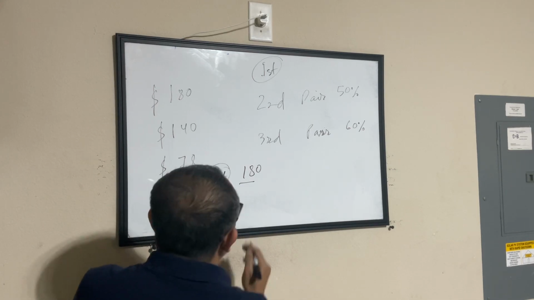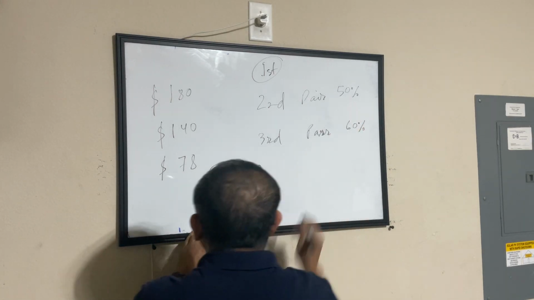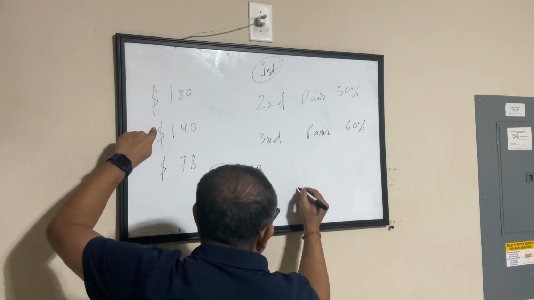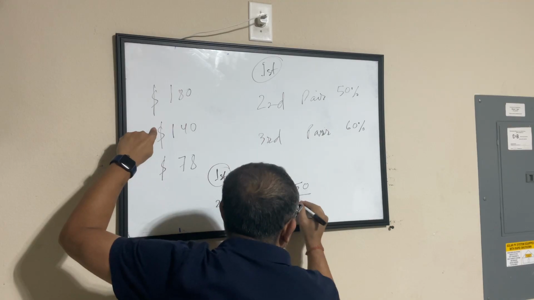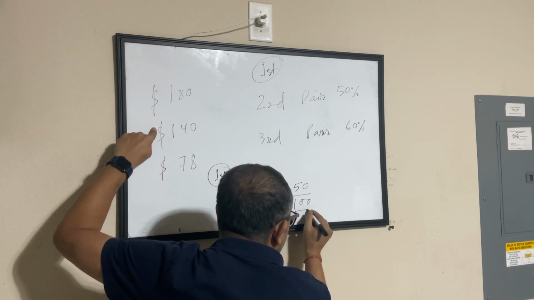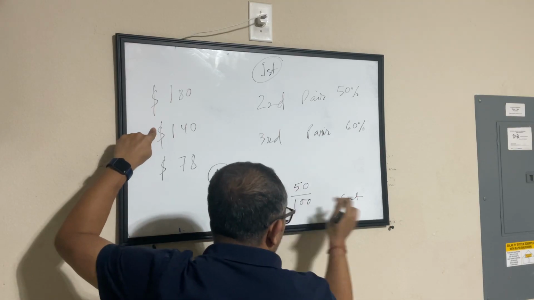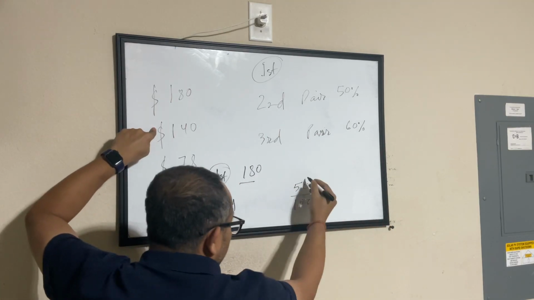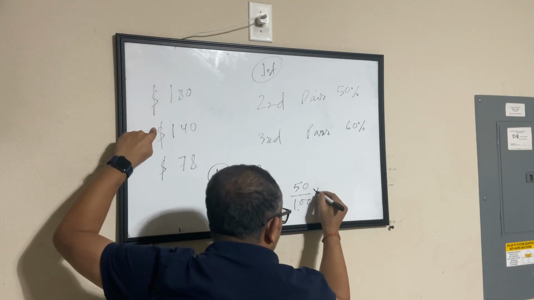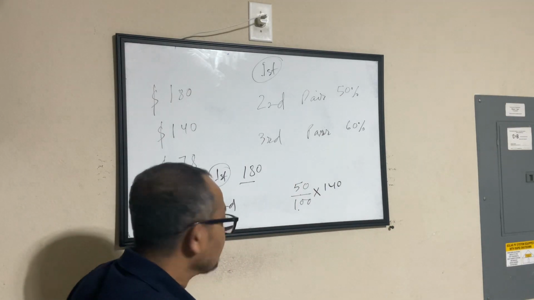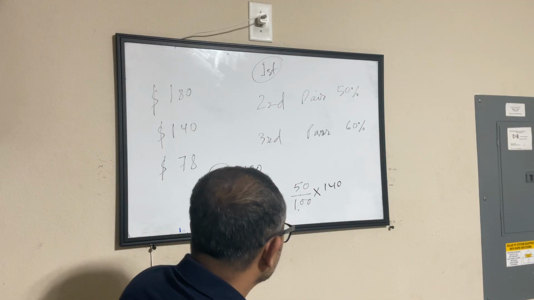Second one, it says 50% discount. So 50% discount on this price. 50%. Again, cent is short for century, which is 100. 50% of 140. This is my price. I'll do this calculation now.